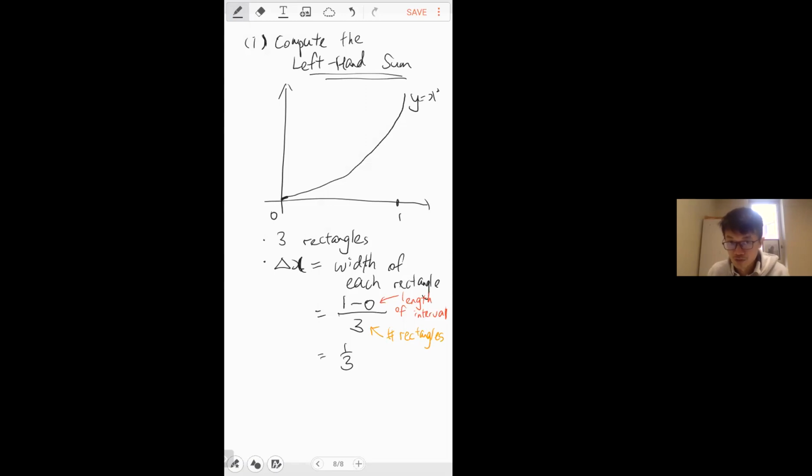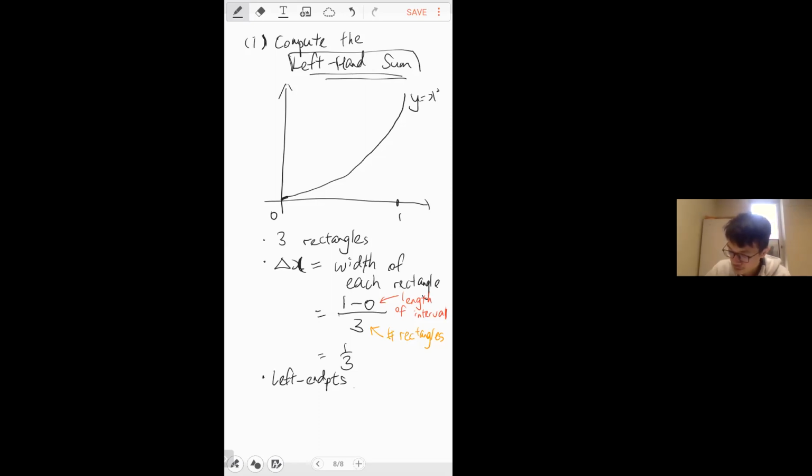So to compute the width of each rectangle, you compute the length of the interval and divide that by the number of rectangles. In this case, it is 1/3. Any questions so far? And in this case, I want to compute the left-hand sum. So I need something called the left endpoints. All right, so the width of each subinterval is 1/3, right?